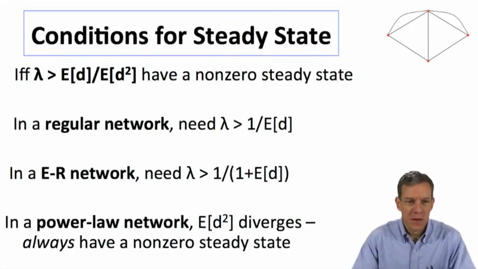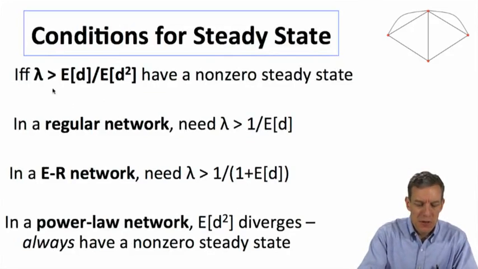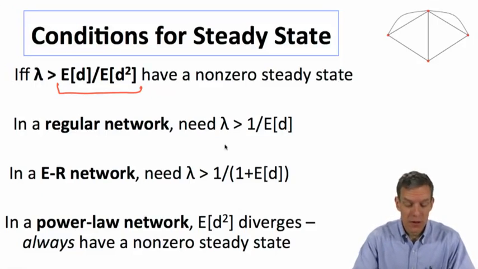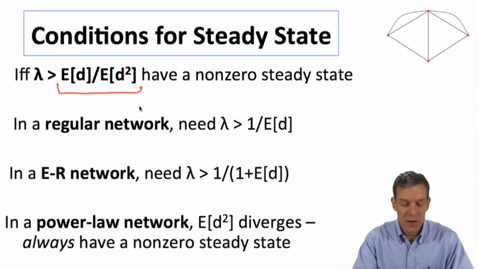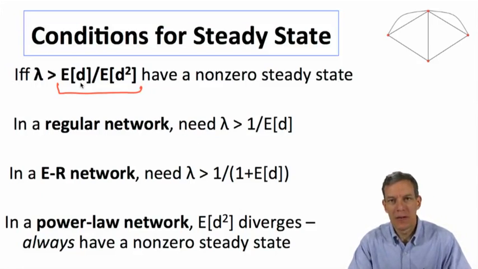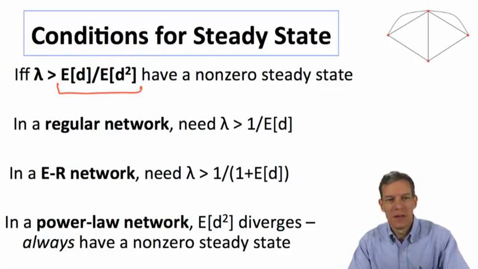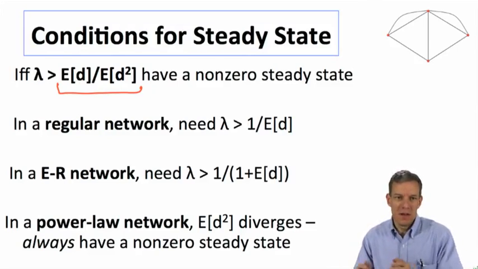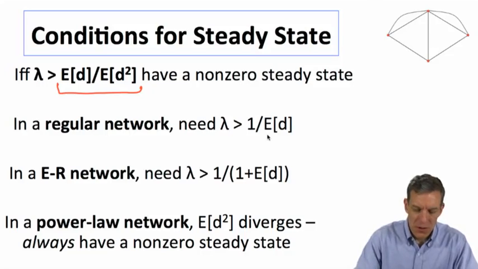So if we think about this condition, then we can plug in what we know for various different models. And for a regular network, what does this turn out to be? Well, in a regular network, everybody has the same degree, so the expected degree is just whatever that degree is. The expected degree squared is just the expected degree squared. So in this case, for a regular network, E of D squared is just equal to E of D.